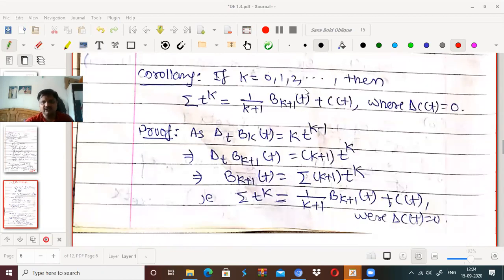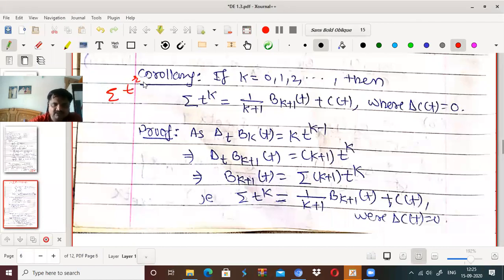If k equal to 0, 1, 2, etc., then summation t to the power k equal to 1 upon k plus 1, bk plus 1 of t plus c of t, where delta ct equal to 0. What we are finding here? Summation of t to the power k. t to the power k का summation निकाल रहे हैं आप, देखो आप. इससे पहले we have obtained summation of t to the falling r. क्या आता था? t to the falling r plus 1 upon r plus 1. falling power का summation हमें पता था by using those, right?